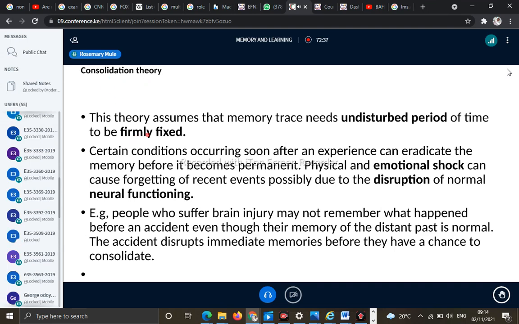The consolidation theory assumes that a memory trace needs an undisturbed period of time for it to be firmly fixed. So certain conditions occurring soon after an experience can eradicate the memory before it becomes permanent. This one is very key here. We need to understand why sometimes information does not stick in the long-term memory. We are specifically dealing with the memory. So sometimes if information is disturbed before it is correctly put where it should be put, the memory can be eradicated.